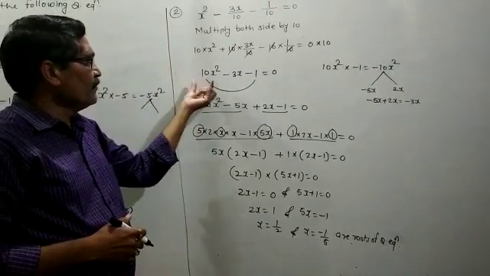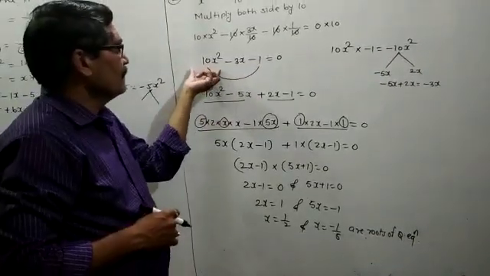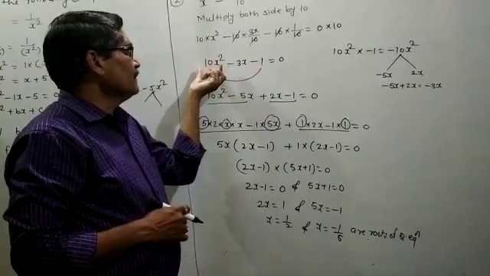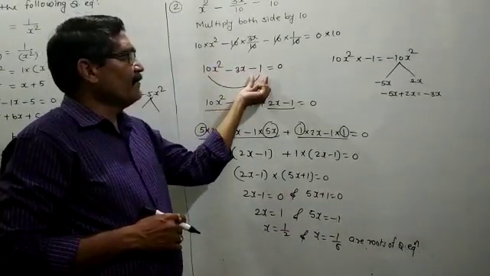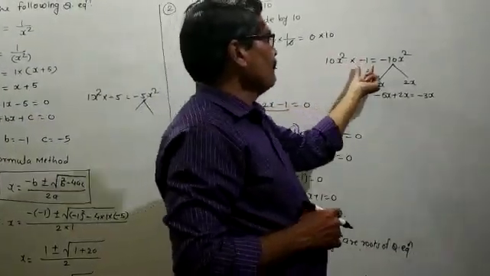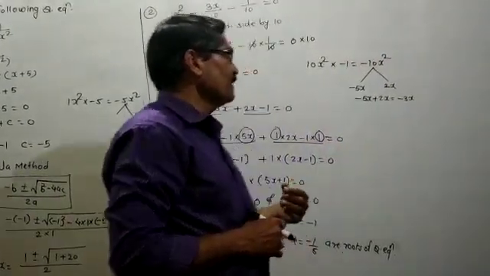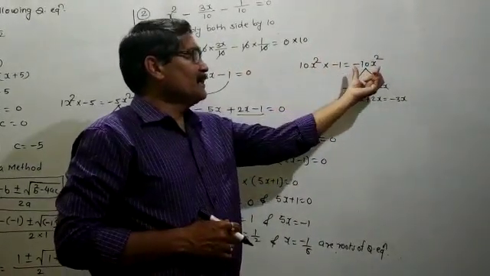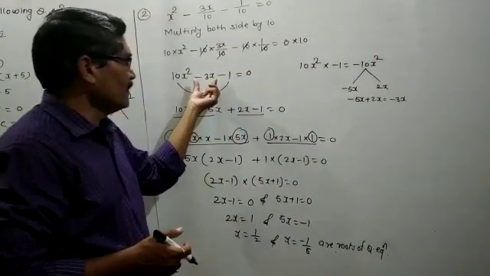For that you have to do the product of the first term and the last term. The product of 10x square multiplied by minus 1 is equal to minus 10x square. You have to find the factors of minus 10x square such that the middle term comes to minus 3x.